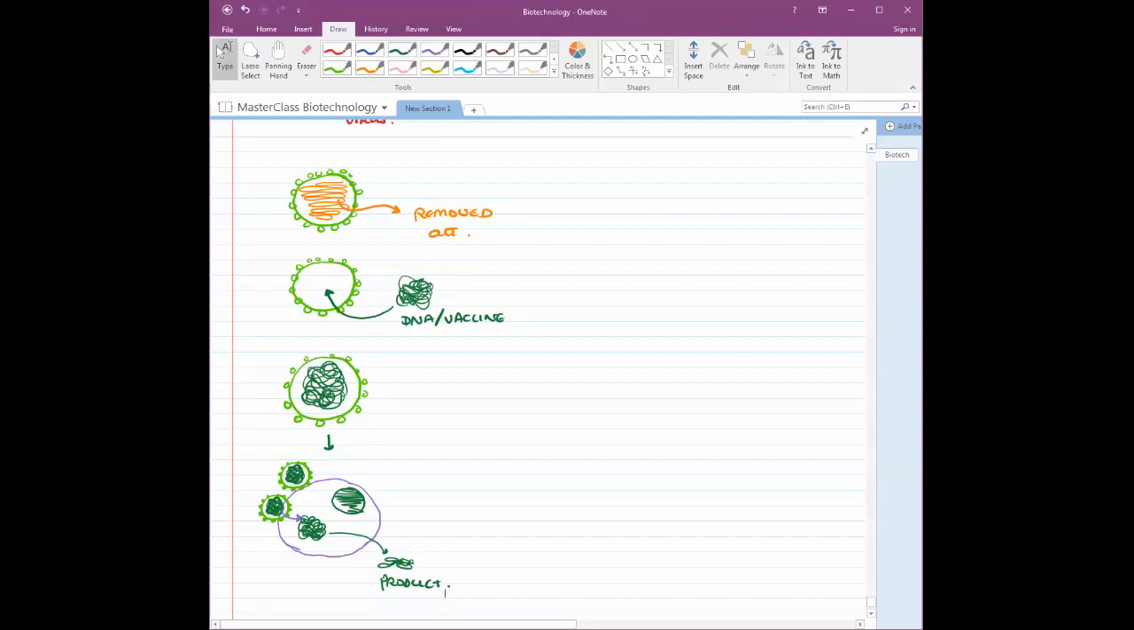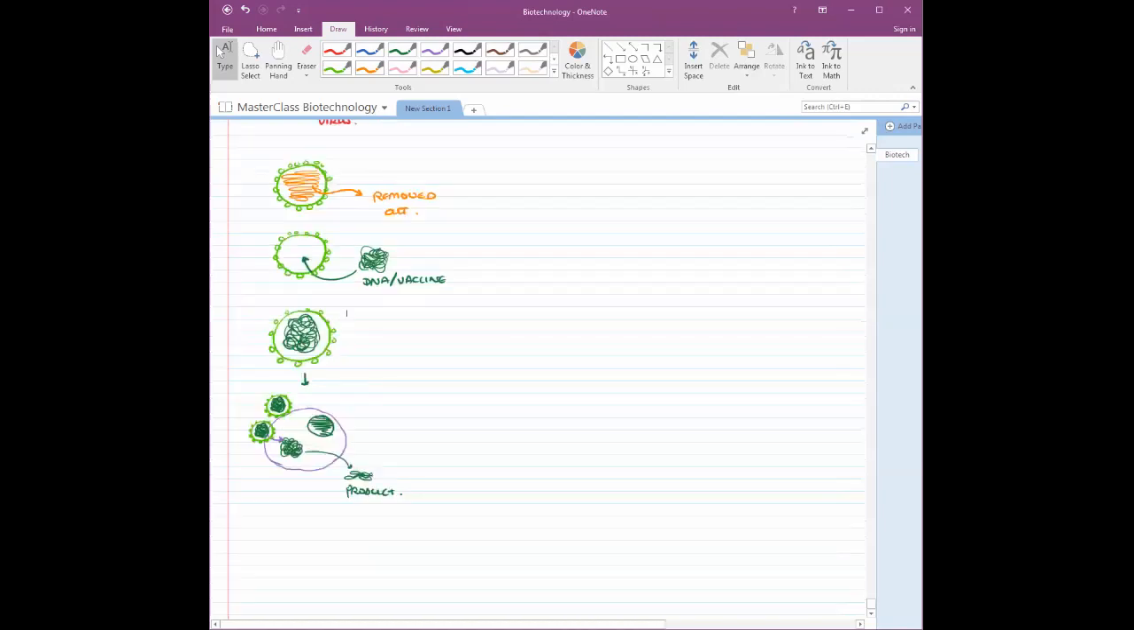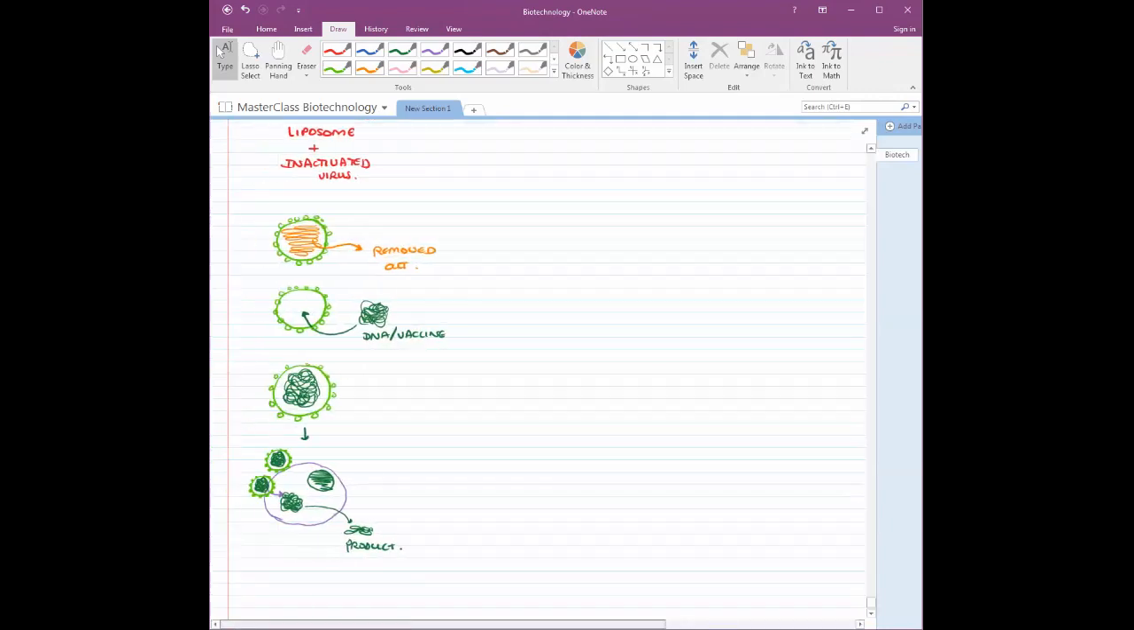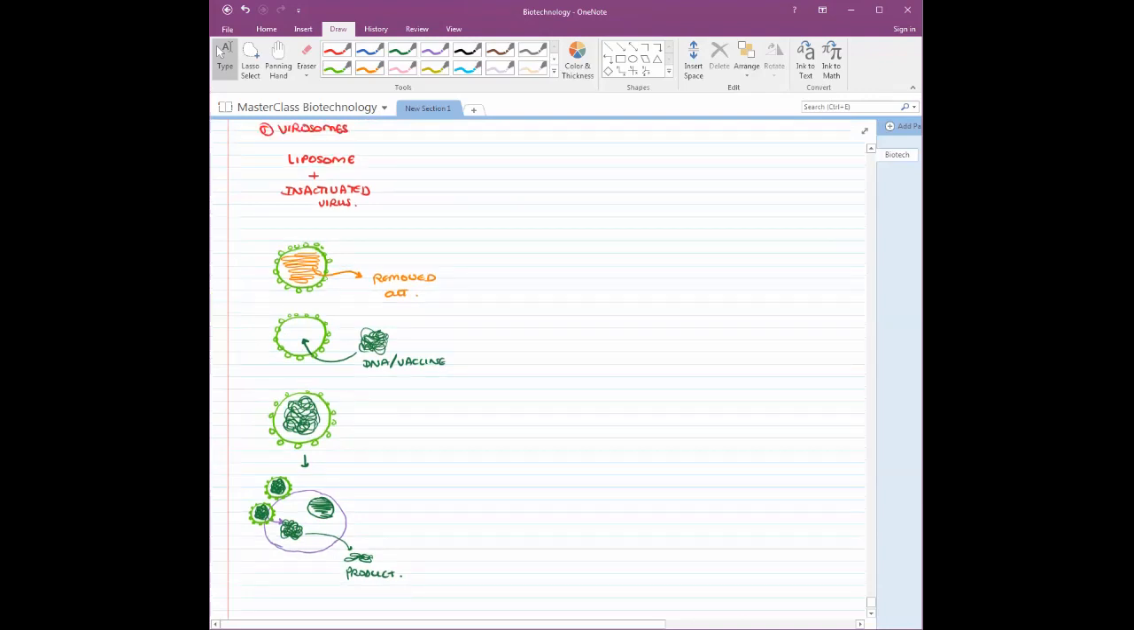Okay, this is the first thing. The second thing is very simple. Just have a look, guys. Very simple concept. You take a liposome, which is nothing but a lipid molecule, and you add an inactivated virus to it, then remove the DNA and put the DNA of your interest inside of it, and then infect the cell with it. That's it.